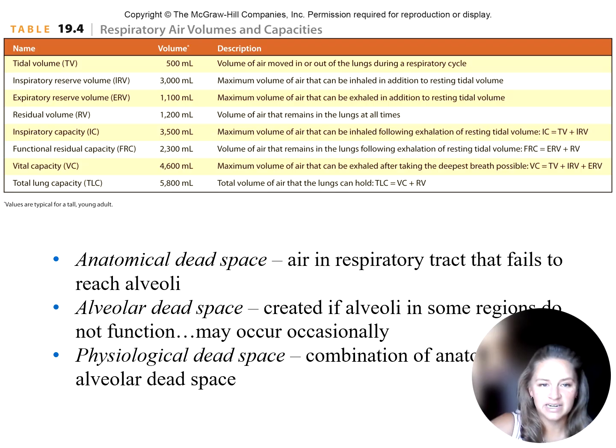We have what's called anatomical dead space. This is the air in the respiratory tract that fails to reach the alveoli. We have alveolar dead space, which is created if the alveoli in some regions don't function. And then we have what's called physiological dead space. This is the combination of anatomical and alveolar dead space. So this is how we measure lung function, the capacity of being able to move air in and out of your lungs.